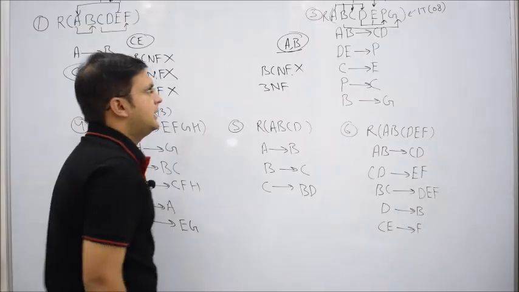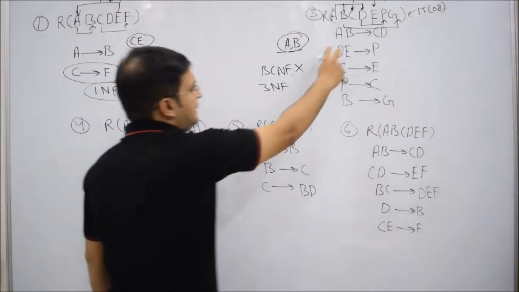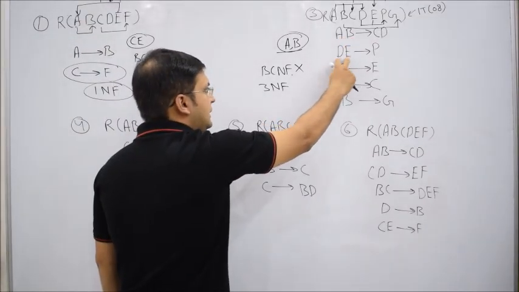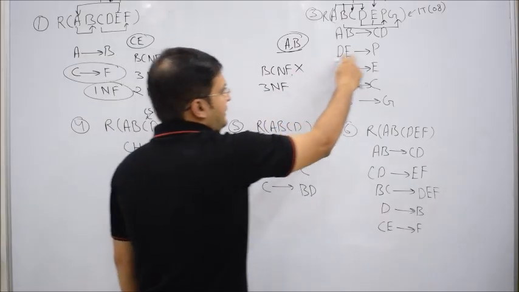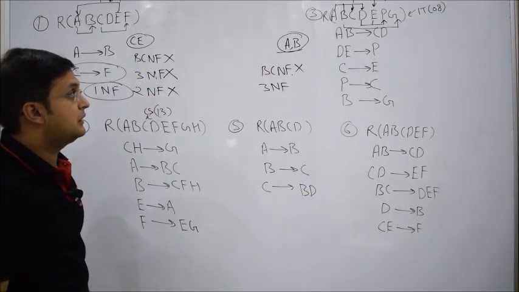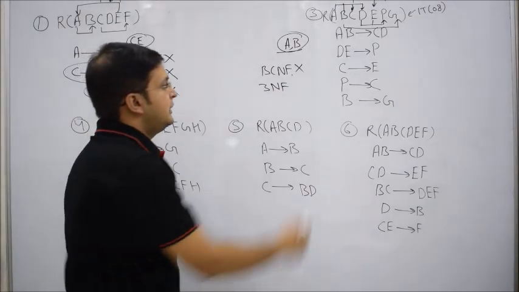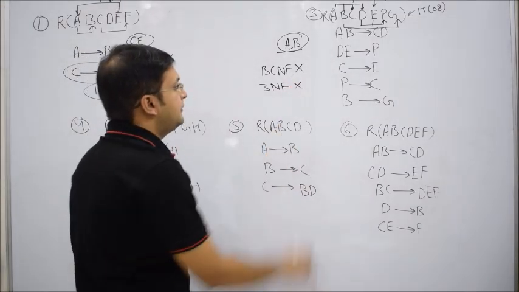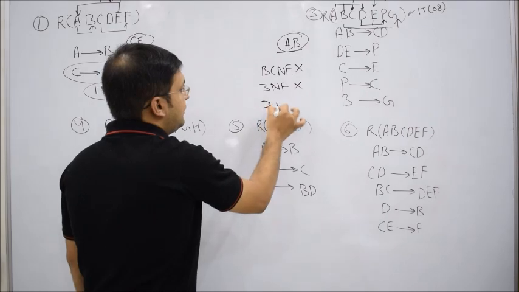Now let me check 3rd normal form. Again, is AB a candidate key? Yes it is, go to second. Is DE a candidate key? No it is not. Is P a prime attribute? Certainly P is not a prime attribute, hence it is also not in 3rd normal form.